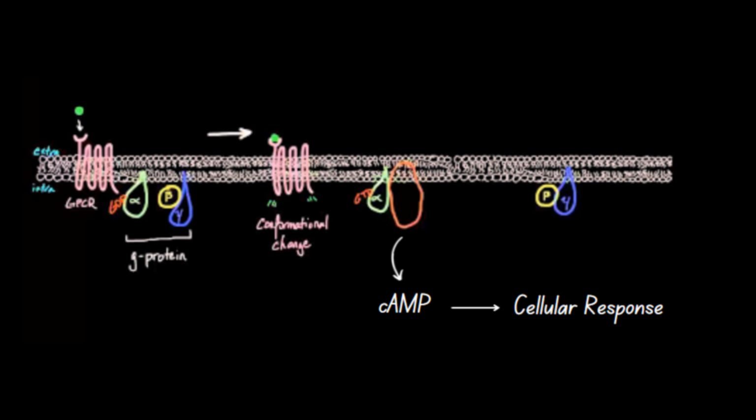Then, the alpha subunit will separate and regulate its target protein. In this case, the target protein is adenylate cyclase, which will then relay a signal using a second messenger, which will be cyclic AMP from ATP molecules. The second messenger will then tell our body to do other things.